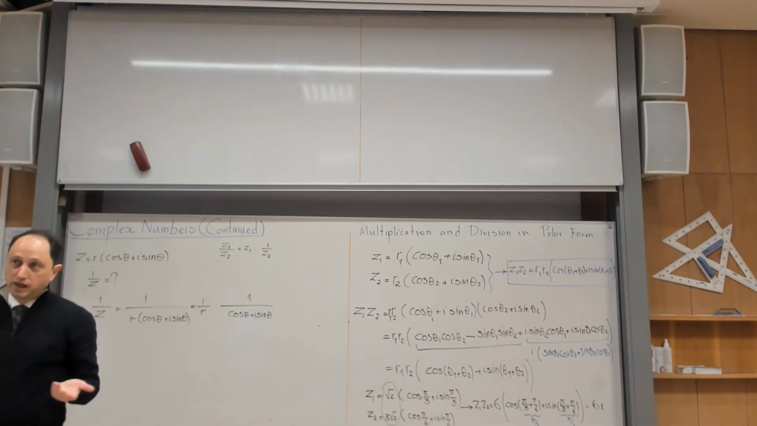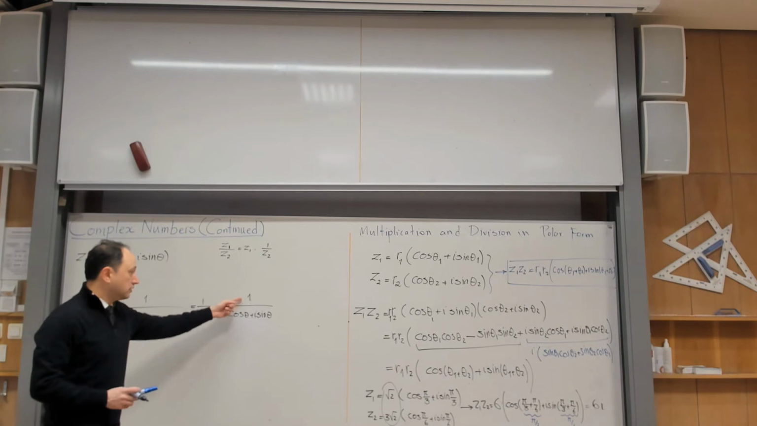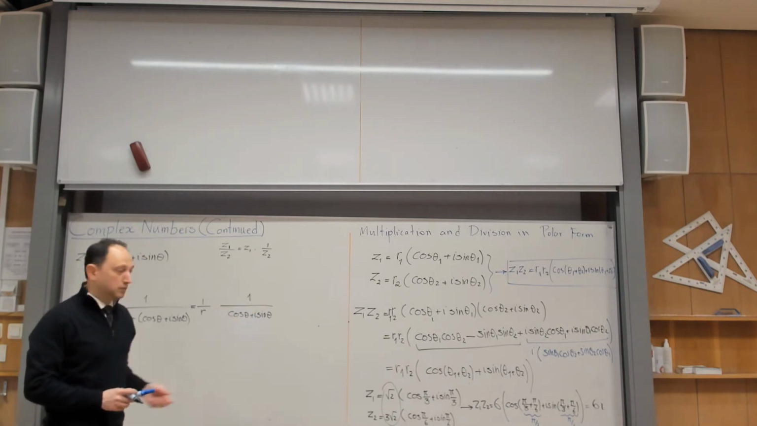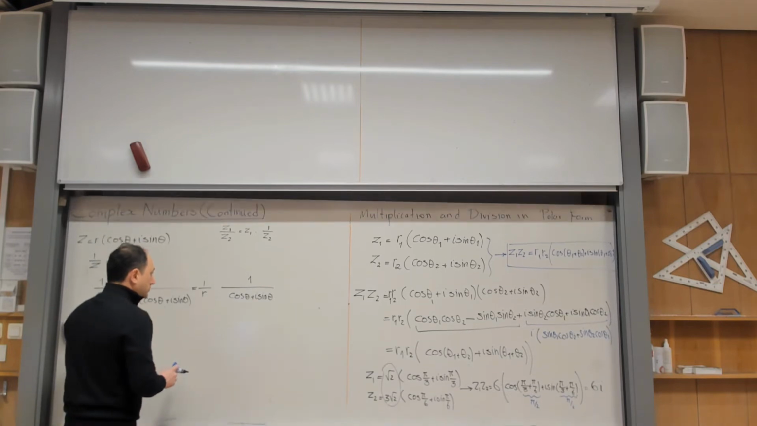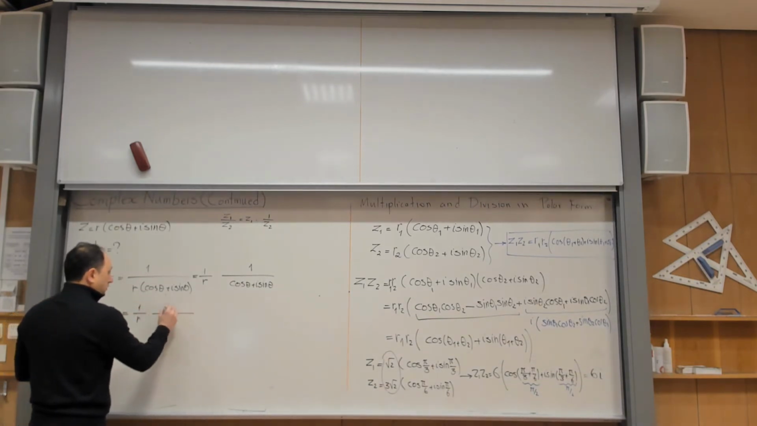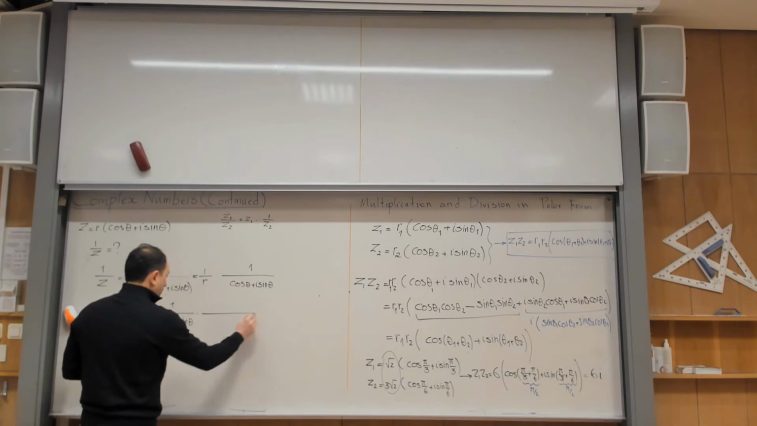So what can I do? As usual, if you want to divide complex numbers, what was the rule? You multiply by the conjugate of the denominator, yes? So what I do, I will continue and write 1 over r, 1 over cosine theta plus i sine theta, and then I multiply it by its conjugate.